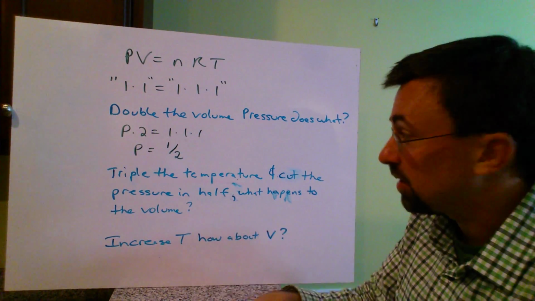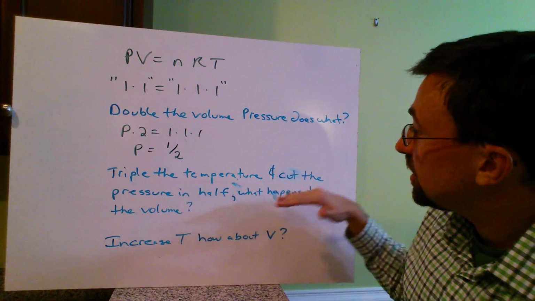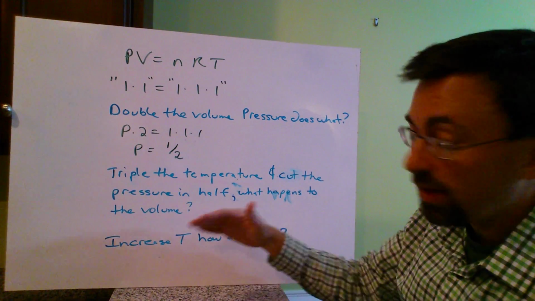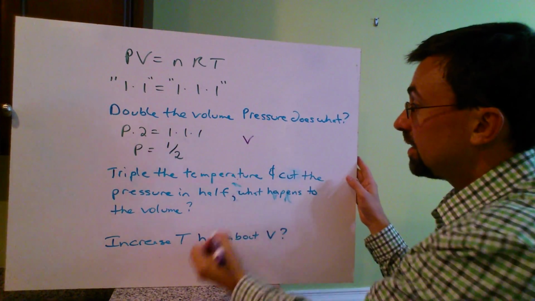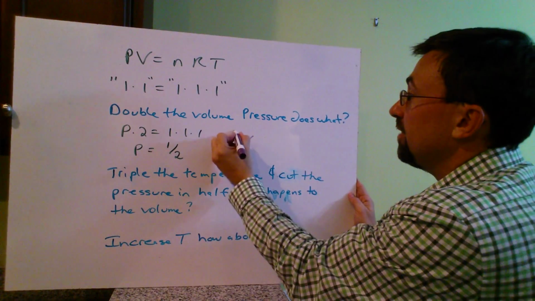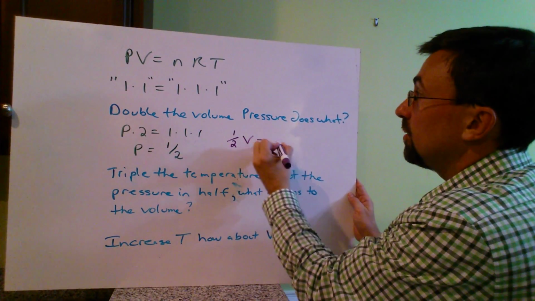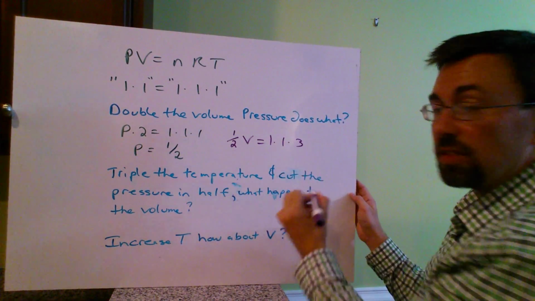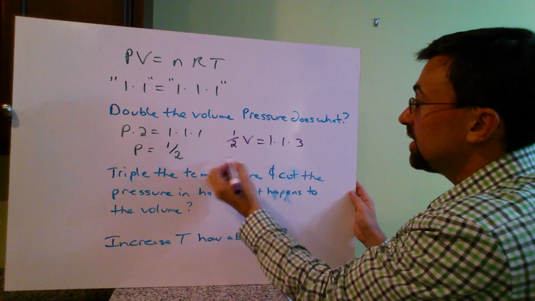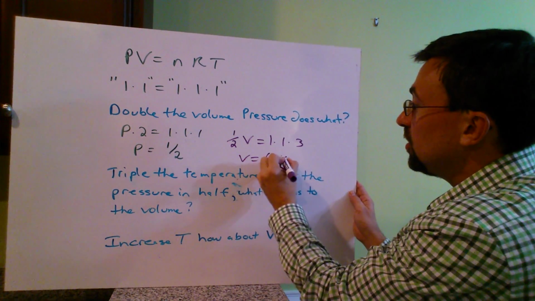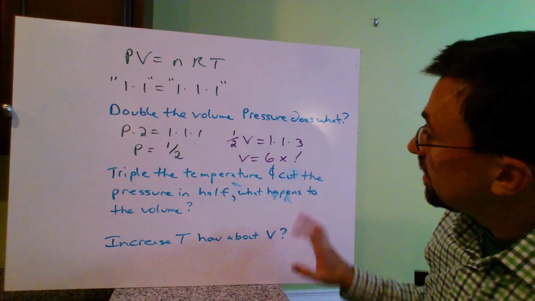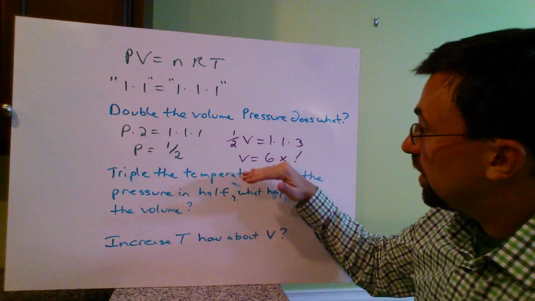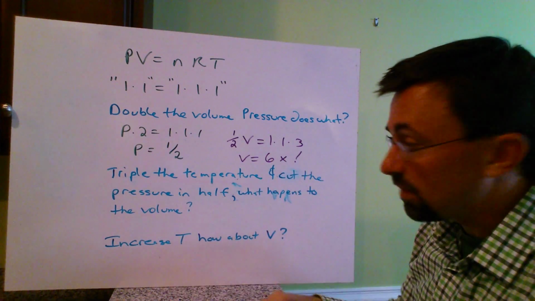So let's do a hard one. What happens when you triple the temperature and cut the pressure in half? What would happen to the volume? So again, we're just going to solve for the volume. It tells me to cut the pressure in half, and I want to triple the temperature. So if I solve this expression, multiply both sides by 2, I see that the volume is 6 times larger than when we started. So again, fairly straightforward way of taking this information.